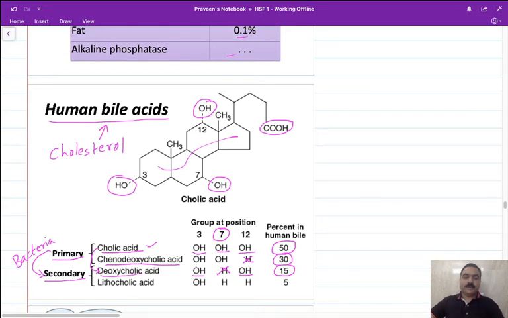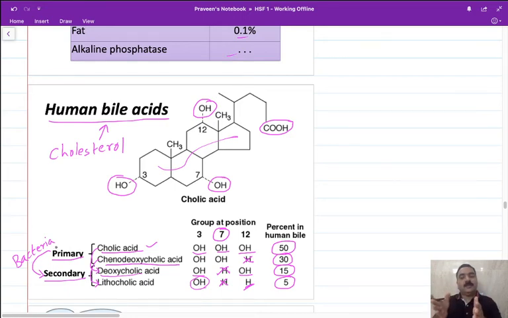But when the chenodeoxycholic acid is converted into lithocholic acid, what happens? The hydroxyl group from the 7th position is removed by the bacteria, and there is already no hydroxyl group on the 12th position. So it will have only the hydroxyl group in the 3rd position. So it is less useful because it has very few hydroxyl groups. That is why the percentage of that will be very low in the bile. Now importantly, the primary is produced from the hepatocytes, but the secondary is produced by the bacteria after it has gone to the intestine.